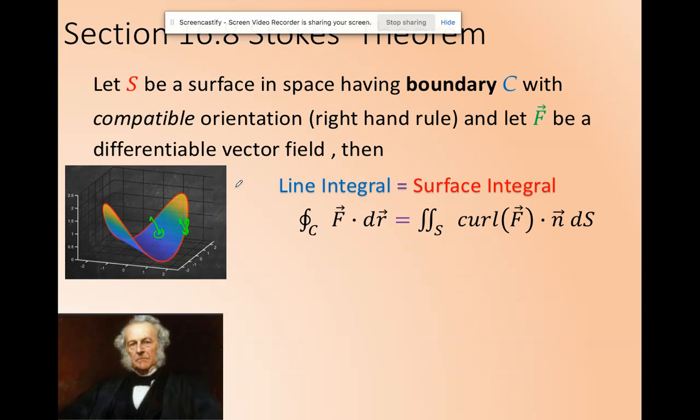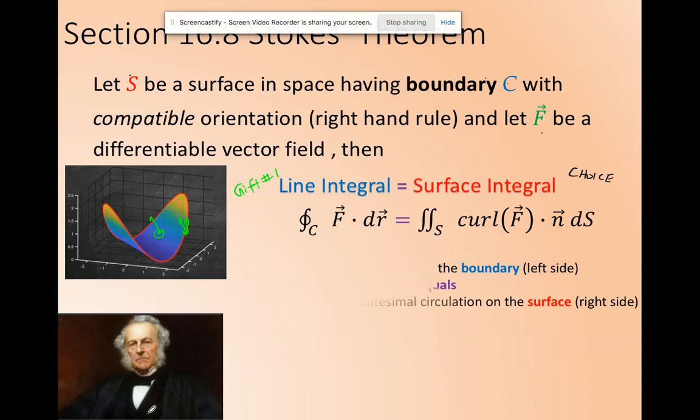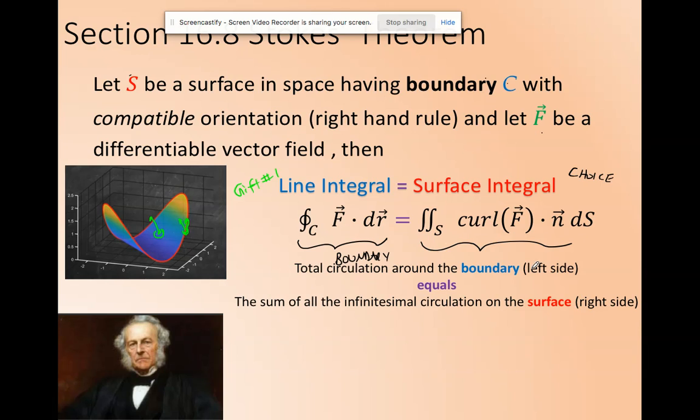So Stokes, thank you very much. Gift 1 from Stokes: the line integral is the same as the surface integral. So his first gift is that you get to make a choice. You get to decide, depending upon what your boundary C, your surface S, or your vector field is, the math involved in doing a line integral versus a surface integral. You get to look and say, I think this would be easier, so I'll do this one. That's gift 1. The total circulation around the boundary, that's the left side of the equation, is equal to the sum of all the teeny circulations on the surface.